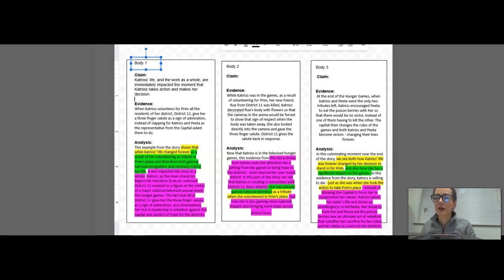She also looked directly into the camera and gave the 3-finger salute. District 11 gave the salute back in response. And then my analysis talks about how Katniss uses that attention she's getting from the games to bring hope to the districts. So here what we are seeing is that Katniss is using the attention that she's getting from the games to continue to bring hope to the people of the districts.